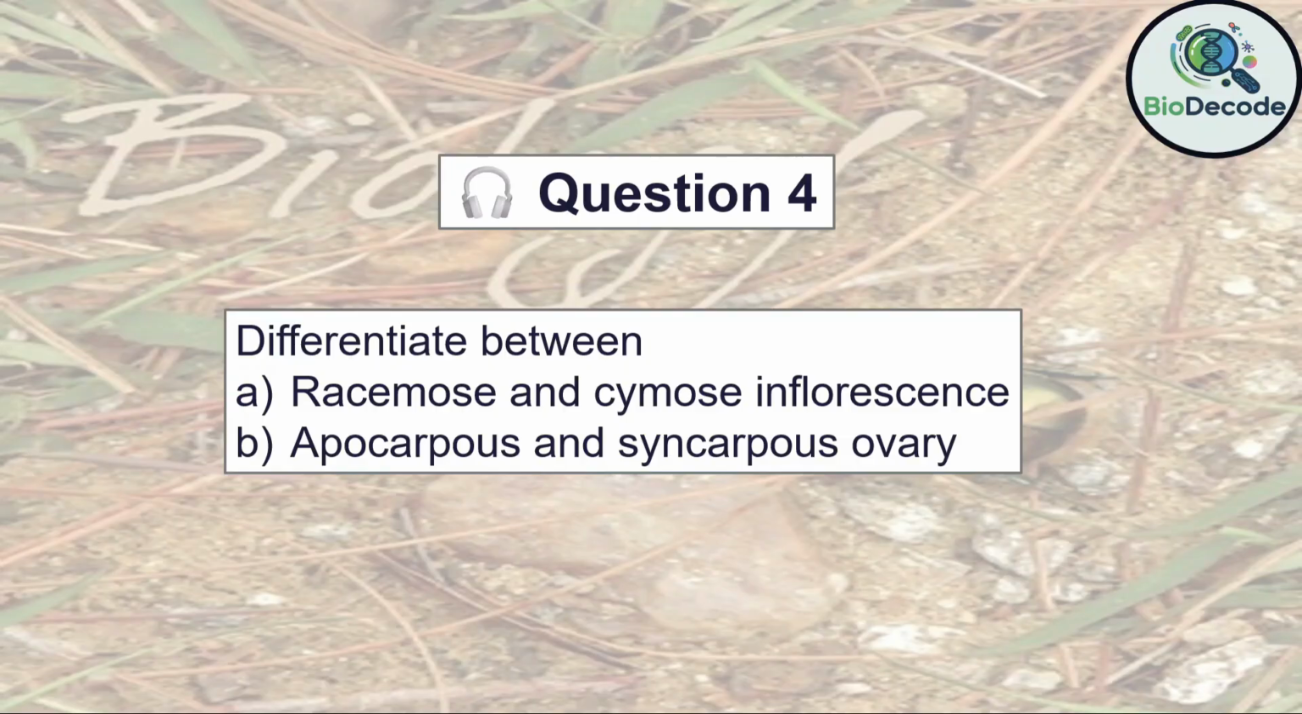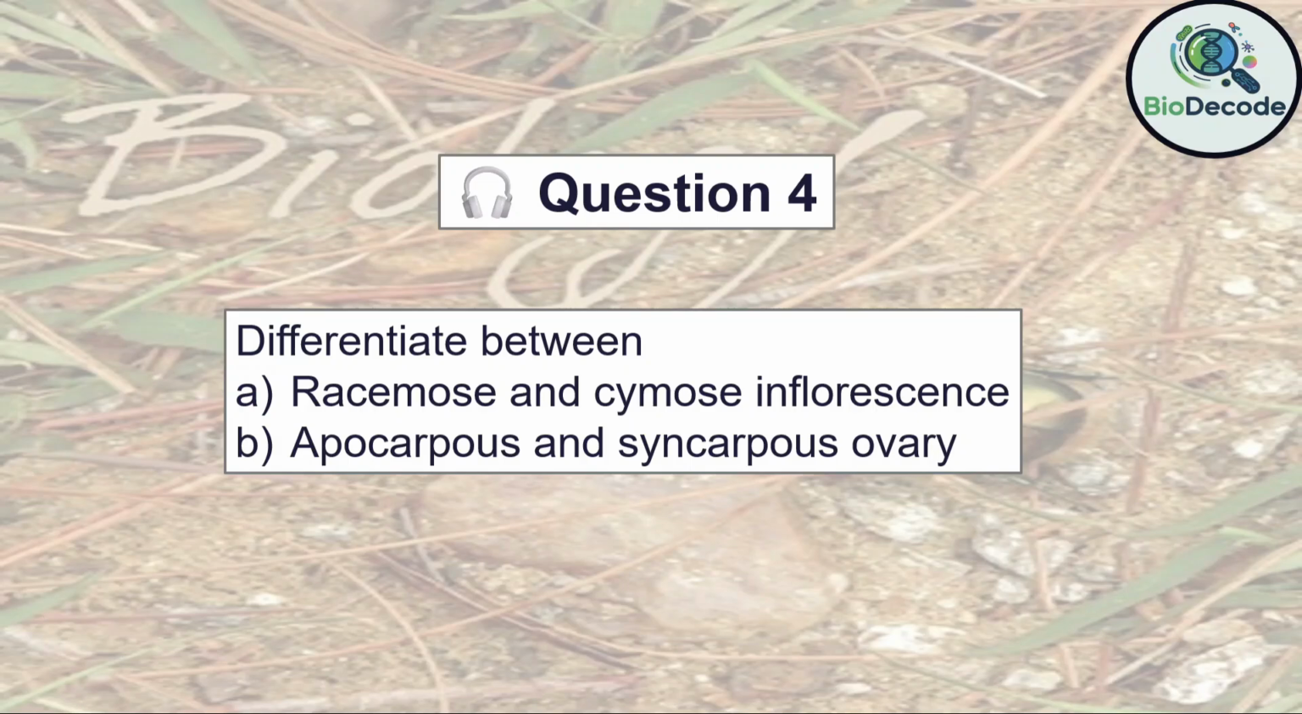Answer. Difference between racemose and cymose inflorescence. In racemose inflorescence, the main axis continues to grow indefinitely, and flowers develop laterally in an acropetal sequence, meaning the oldest flowers are at the base and the youngest at the tip, as in mustard or radish. Second, in cymose inflorescence, the main axis terminates in a flower, and further growth occurs through lateral branches, producing a basipetal sequence, where the oldest flower is at the top or center, as in sunflower or hibiscus. Third, the distinction lies in the pattern of flower maturation and the growth of the floral axis.